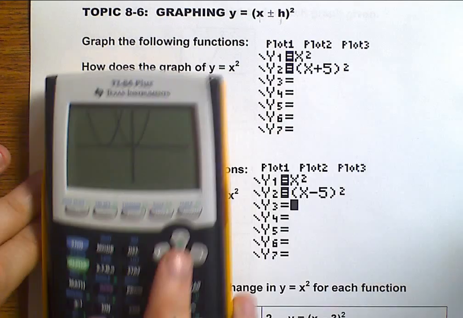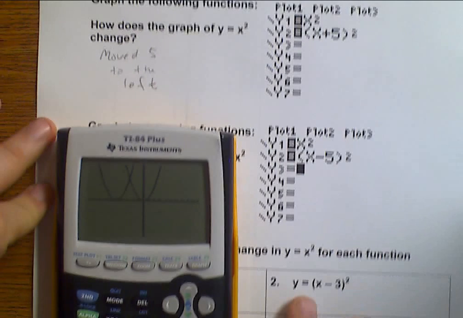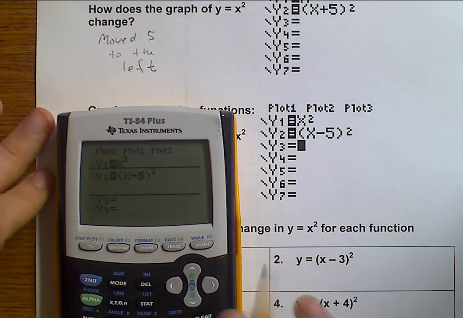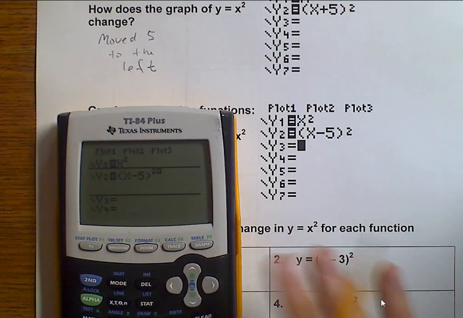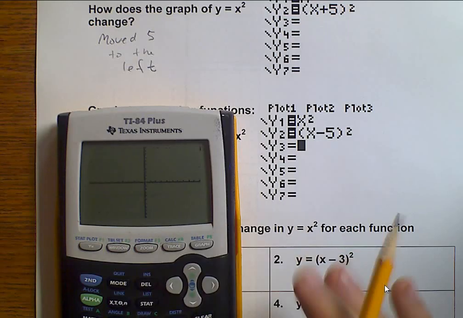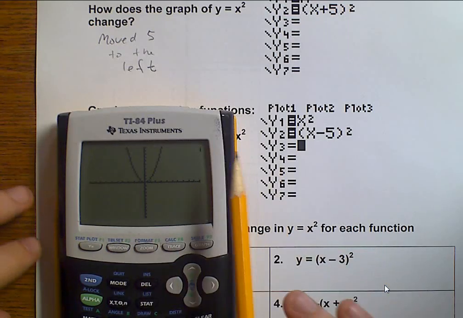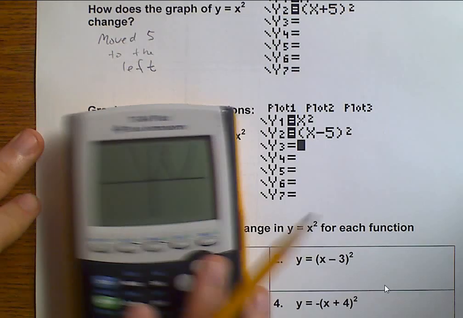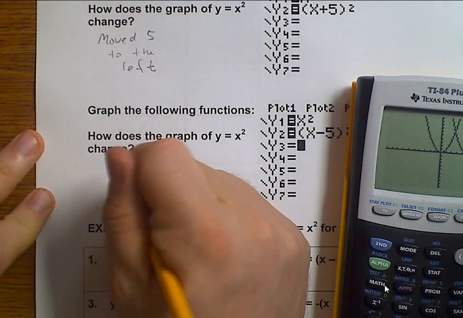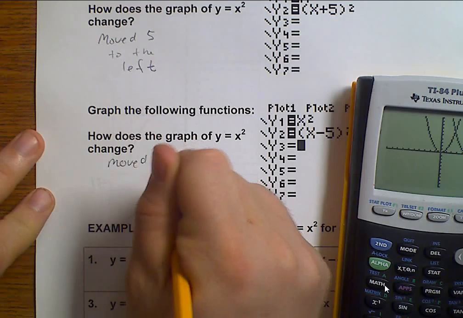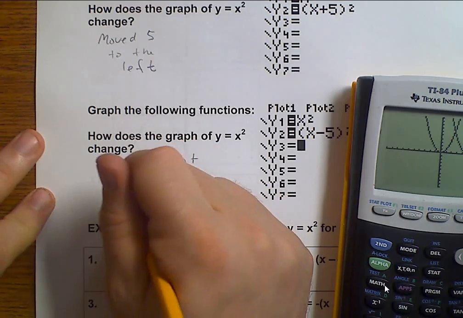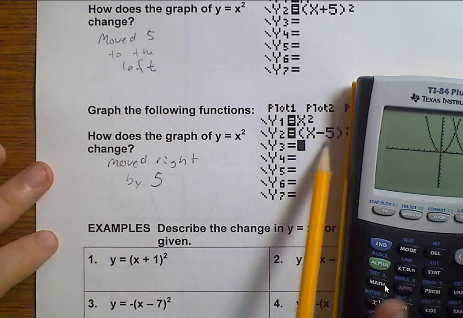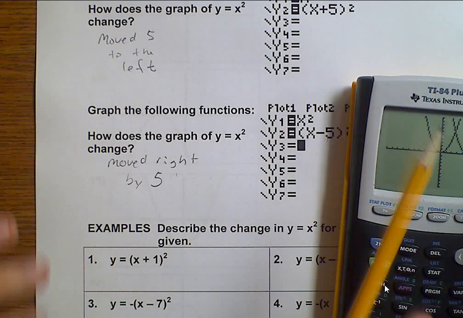In our second example, we've got minus. So I'm going to go back to y equals. I'm just going to change this to a minus sign. Otherwise, it's the same. We go back to graph, x squared, x minus 5 squared. We've moved to the right, and we've moved 5 spaces to the right. Okay? So plus moves us left, minus moves us right. And the number tells us how many we move left or right.